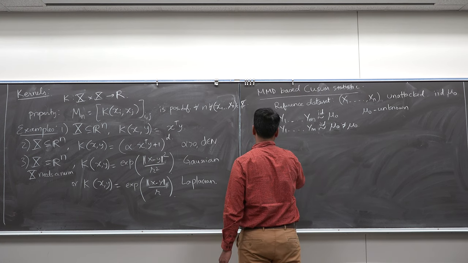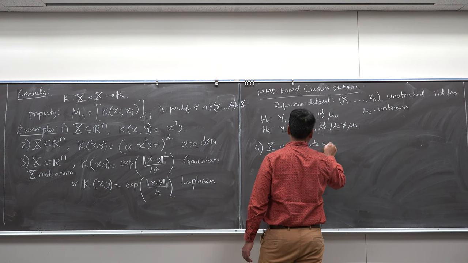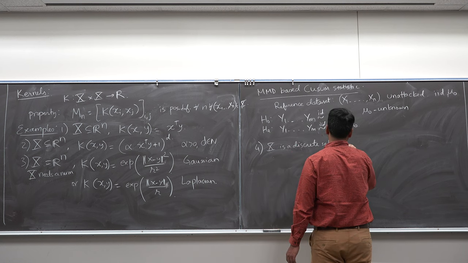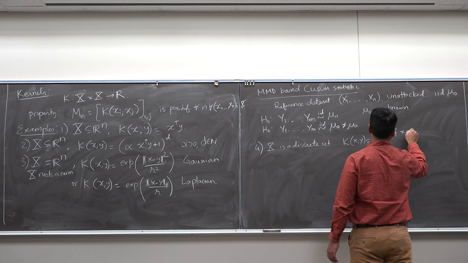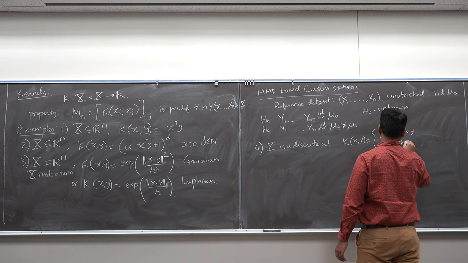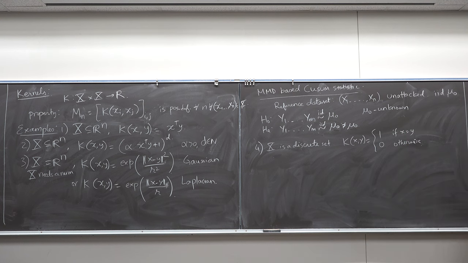The fourth example is x is a discrete set, and then k of xy is 1 if x equals y, 0 otherwise. It's just an indicator function. If x is equal to y, then you set the kernel value to be equal to 1. If x is not equal to y, then you set it equal to 0.